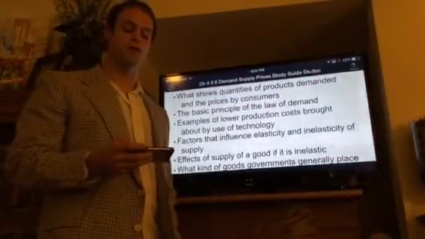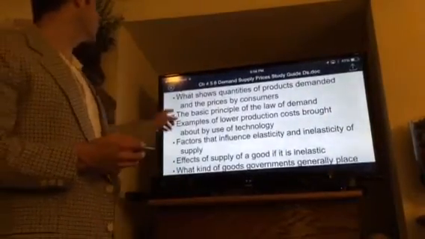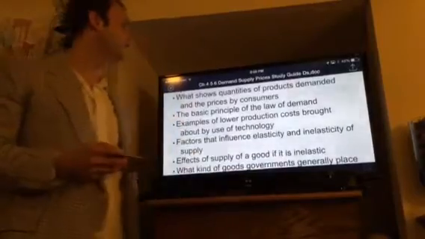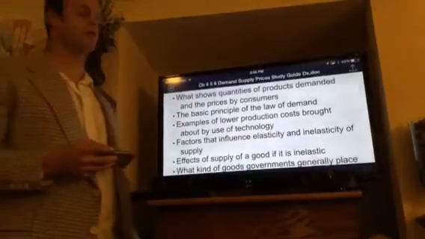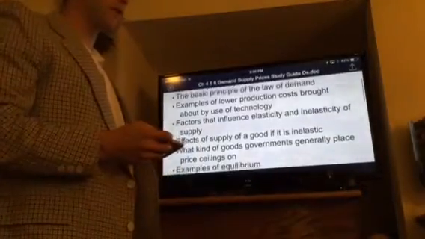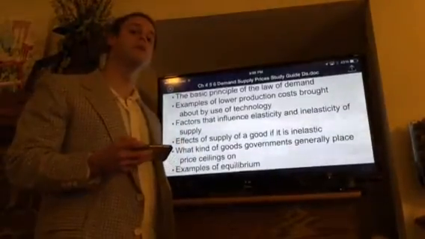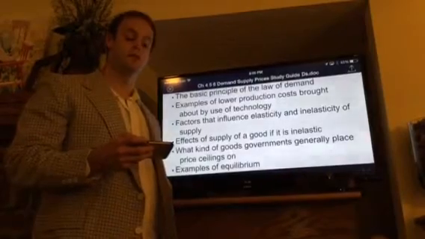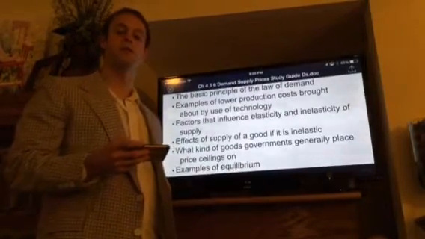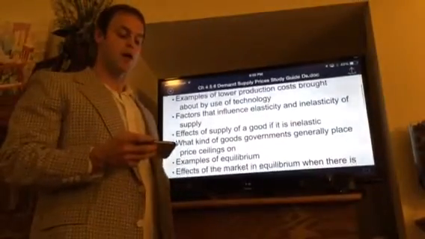What shows quantities of products demanded and the prices of consumers? This would be a demand schedule. This is going to show how much people want, what they're willing to pay, and the prices. The basic principle of the law of demand: as demand increases, what's going to happen to price? It's going to go up. So as demand increases, price is going to increase as well.